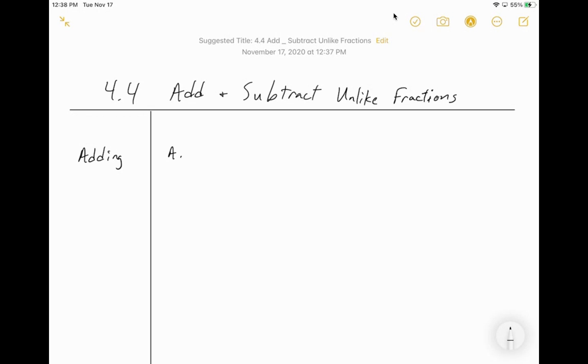Letter A here, 1/6 plus 2/3. 1/6 plus 2/3. Go and write that down.